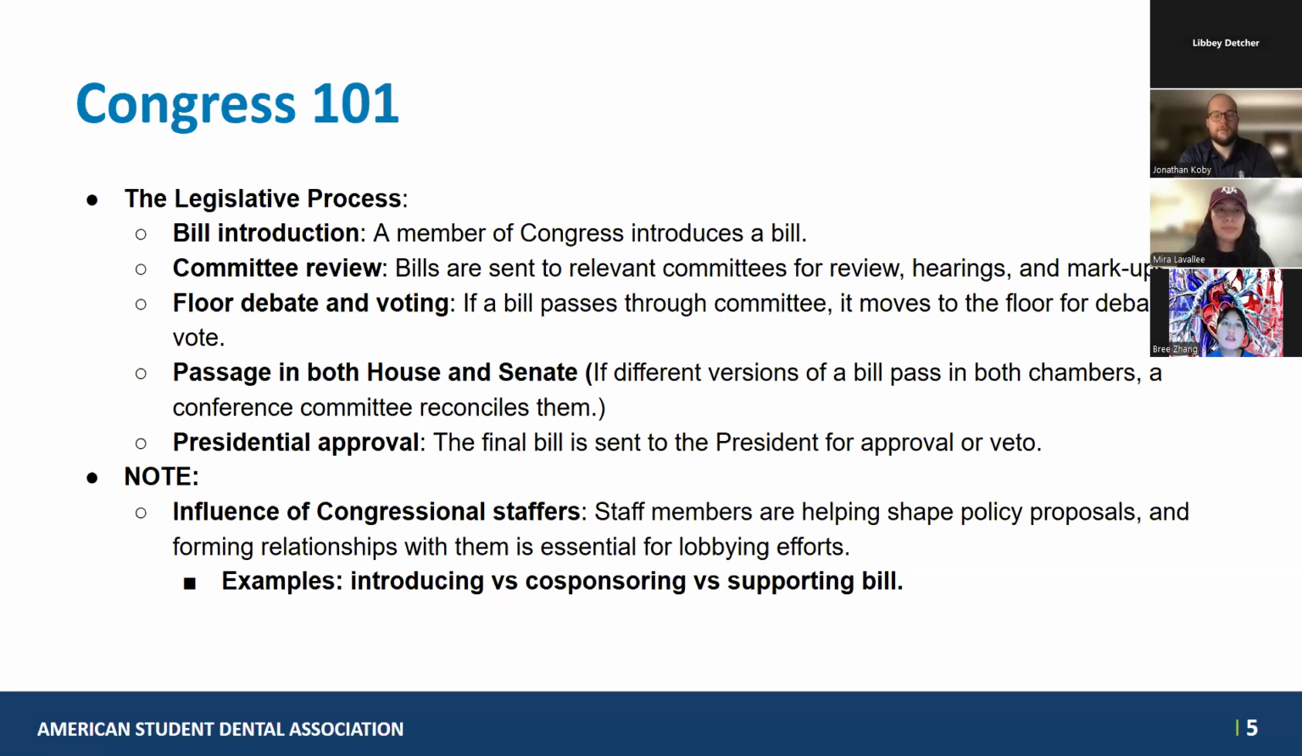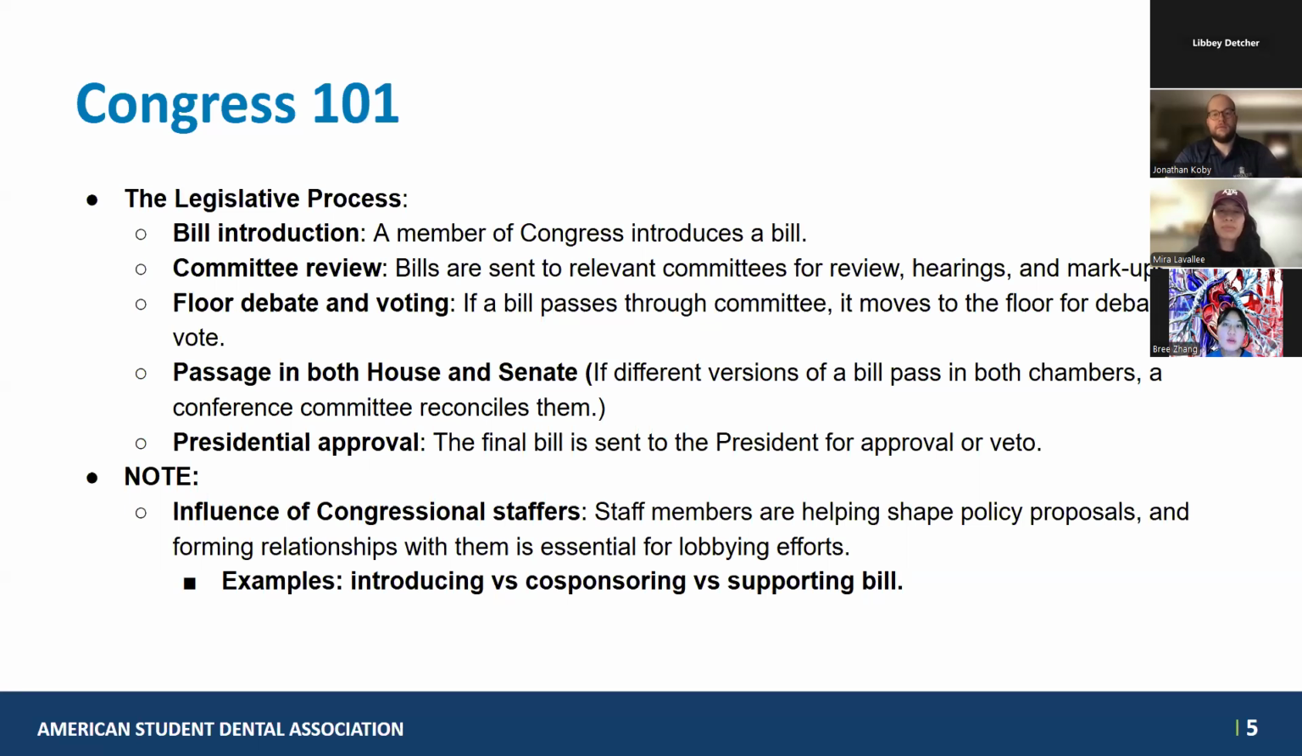And then it needs to pass both the House and the Senate in order for it to be signed into law. And so if different versions pass in both chambers, then the conference committee reconciles them, and then there's another complicated process. But the key thing to note is it first goes through the House and then it goes through the Senate. And so if it passes the House but it doesn't go through the Senate in time, then you have to redo the process again. But if it does pass for both, then the final bill is signed into law.